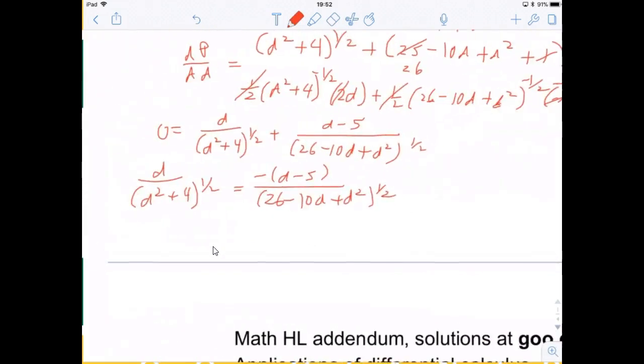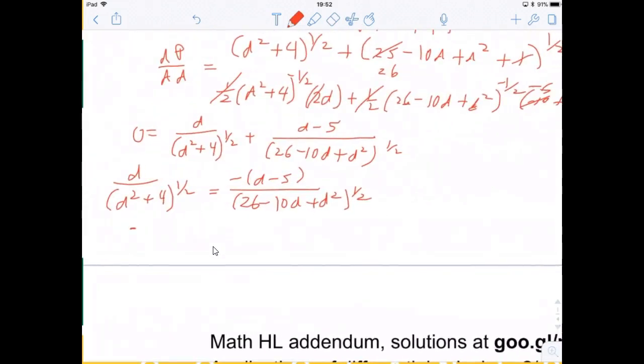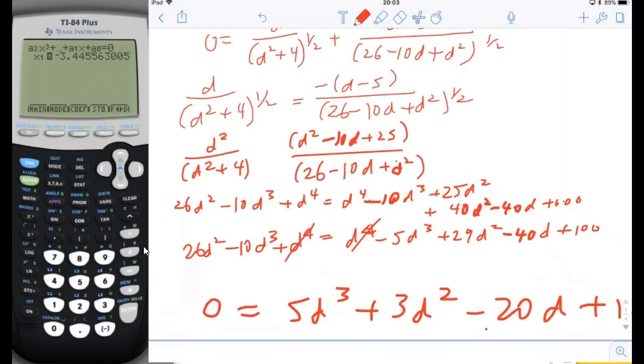Okay, and then I'm going to square both sides, so I end up with D squared on top, and on the bottom I still have D squared plus 4. On the right side, I'm going to have D squared minus 10D, right? Because minus 5D plus minus 5D is minus 10D. Minus 5 squared is plus 25. This negative 1 here squares and disappears, okay? And then the bottom, 26 minus 10D plus D squared to the 1/2 is going to just be to the 1 because I've squared it, okay?